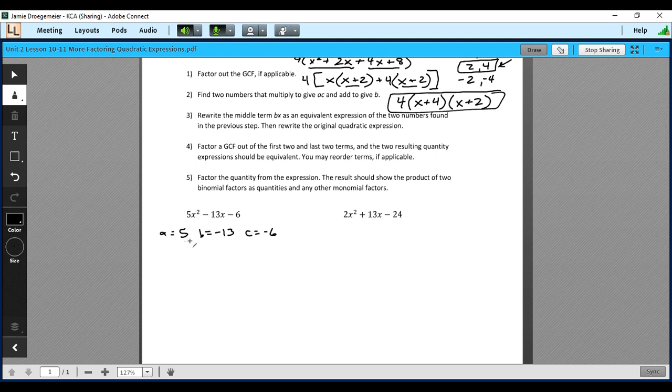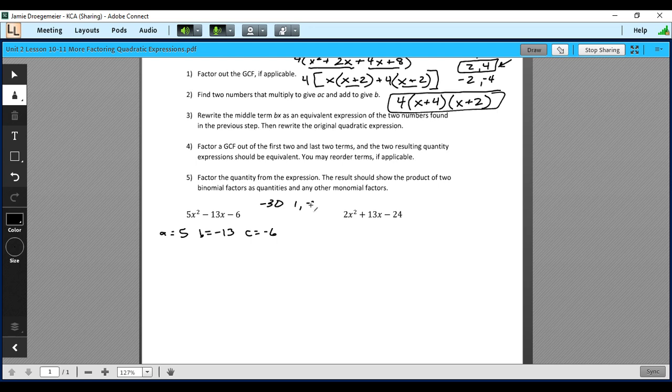a times c. So we need to multiply our a term and our c term together. So 5 times negative 6 is negative 30. So we're looking for two numbers that when we multiply them together, give us negative 30, and when we add them together, give us our b value, which is negative 13. So at this point, we want to find all of our factors of negative 30.